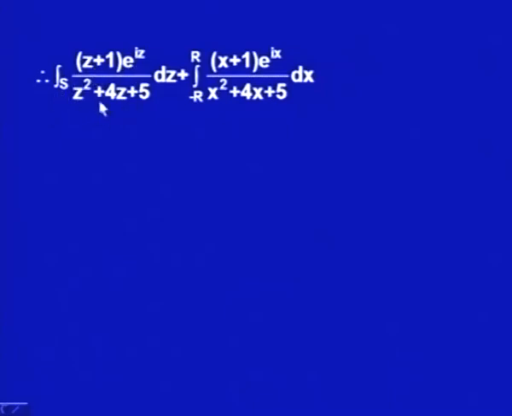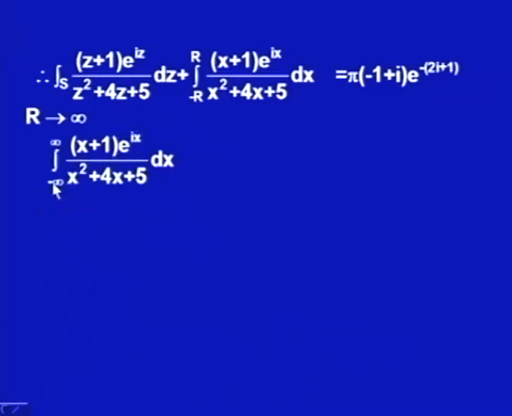Now, what we have got is that the integral along this S plus the integral along the real line from minus r to plus r of (x plus 1) e to the power i x upon x square plus 4 x plus 5 dx, we had already obtained is equal to pi times (minus 1 plus i) e to the power minus 2 i plus 1. Now, take the limit as r approaches infinity. Then the second integral would be the integral from minus infinity to plus infinity of (x plus 1) e to the power i x upon x square plus 4 x plus 5 dx, and the other integral approaches 0, as we just showed, as r approaches infinity. So, this would be equal to this part.